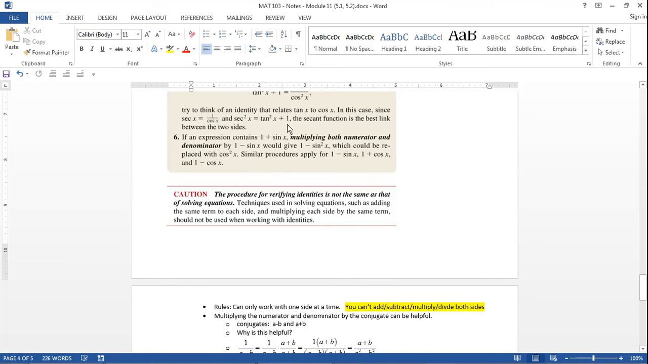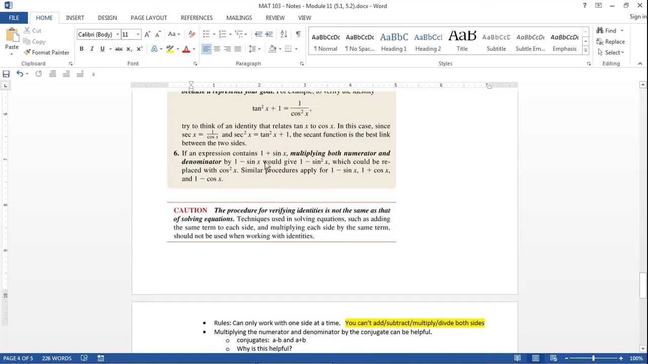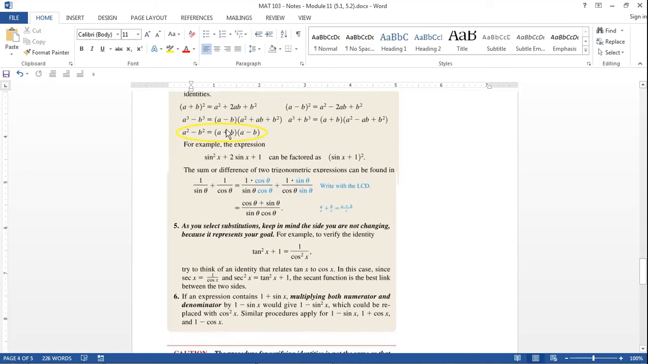So if you've got two terms in your denominator like this, say 1 plus sine of x in your denominator, if I multiply by 1 minus sine of x, that's going to give me 1 minus sine squared, which is one of our Pythagorean identities. So that comes from this rule. If I've got two factors, a plus b and a minus b, where the only difference is the sign in between them, plus and minus, then I can write that as the first term squared minus the second term squared.